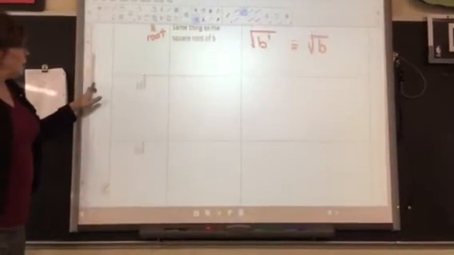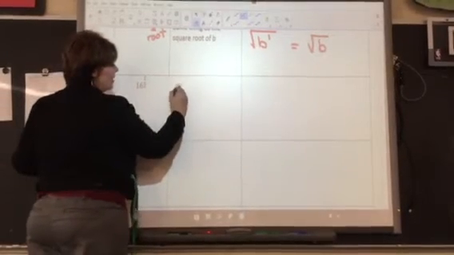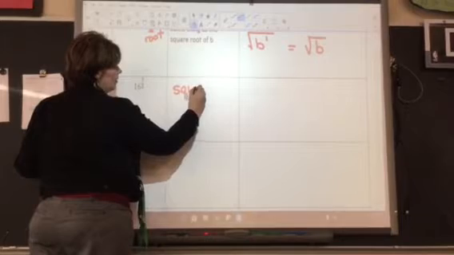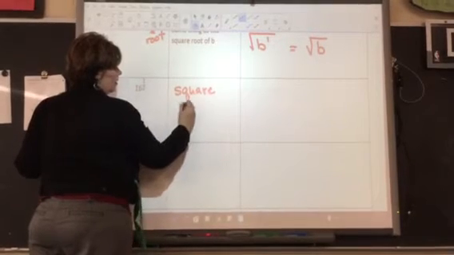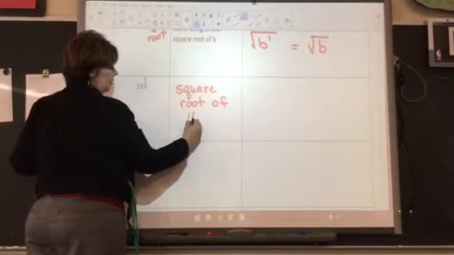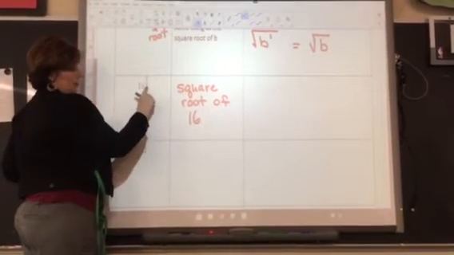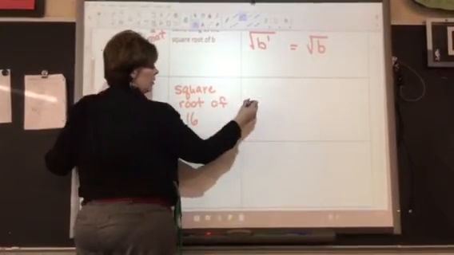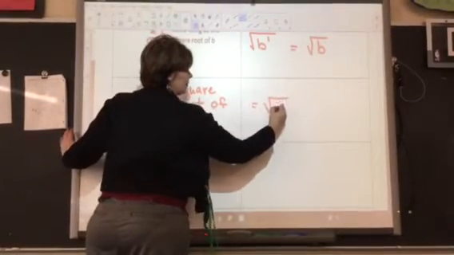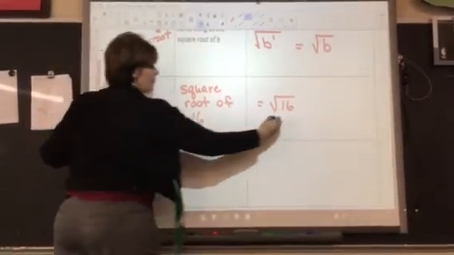Okay? So 16 to the 1/2 power. That's the same thing as saying the square root of 16. Because 16 to the first power is 16, and this is my root. 2 we call squared. So that looks like this, which equals 4.